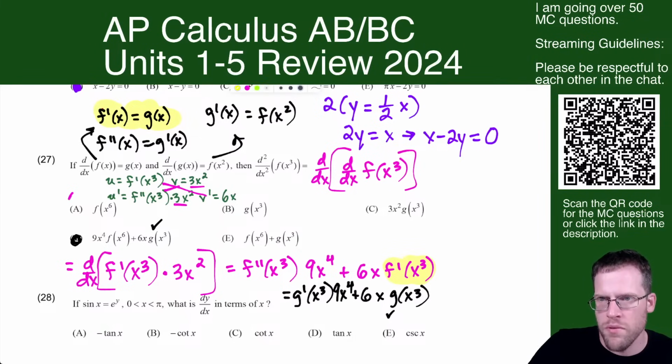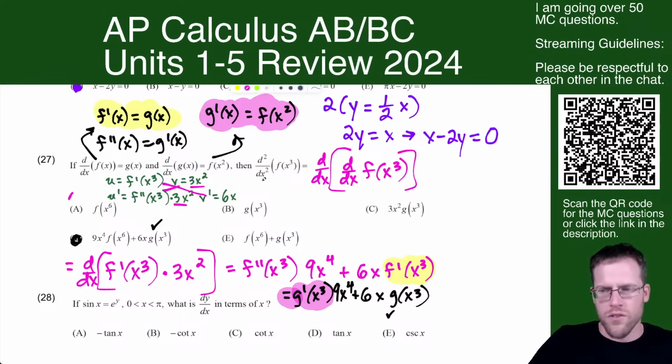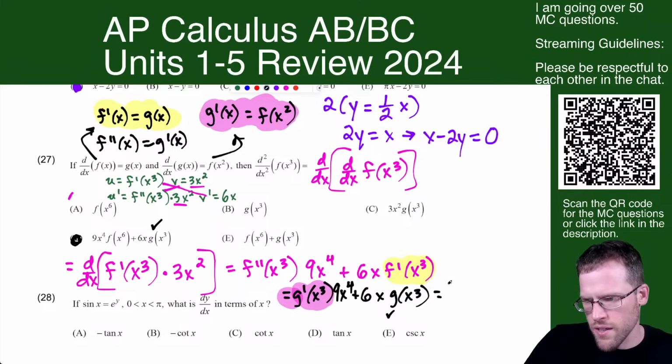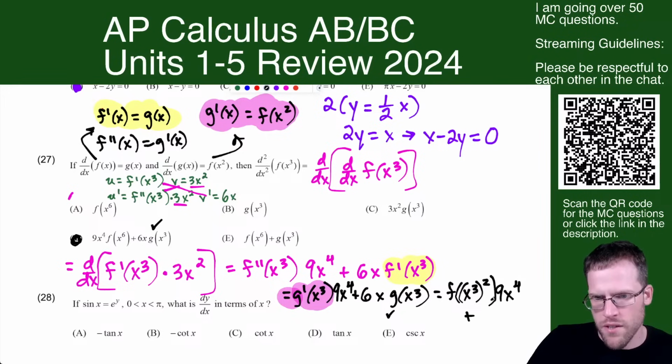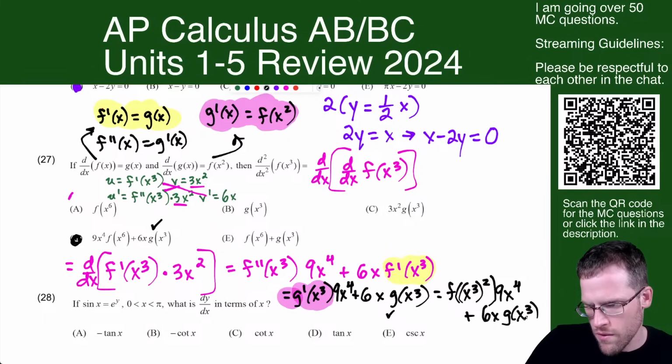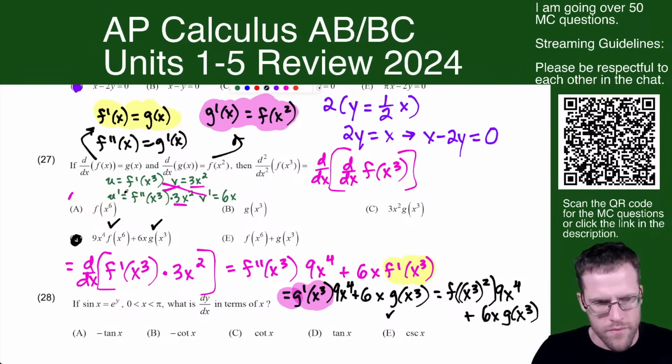So when I replace g prime with f, I have to square the inside. I have to take x to the third and square it. This is some really fun algebra, but it's kind of a little bit cruel. So f of x to the third squared times 9x to the 4. And I'll just write it underneath. Plus, we have 6x and then g of x to the third. And then x to the third squared becomes x to the 6. So it checks out.